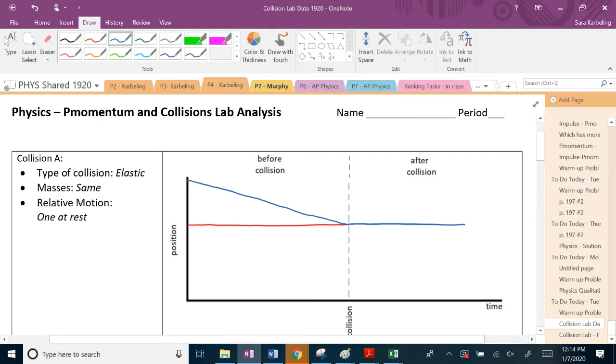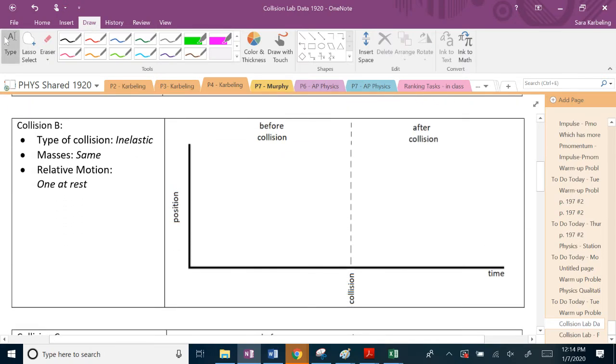Same? Looks like it was about the same speed. Same speed means same slope, right? So let's go ahead and draw that. So it's going to look something like that. Does that seem reasonable? Okay. So that's collision A. Let's take a look at collision B.